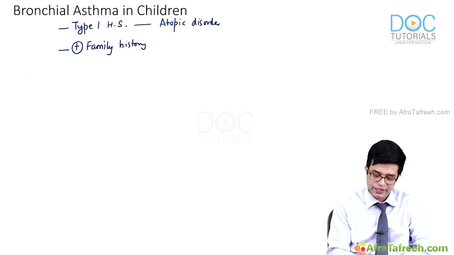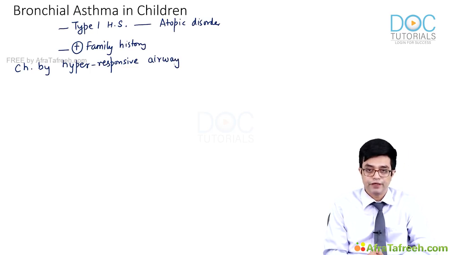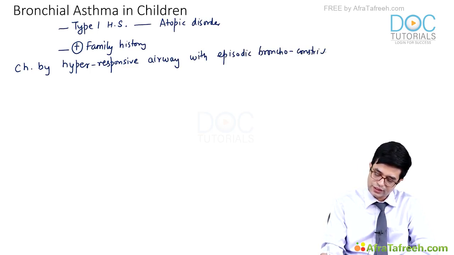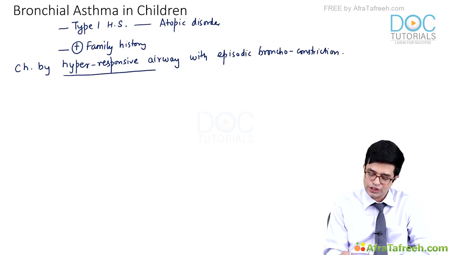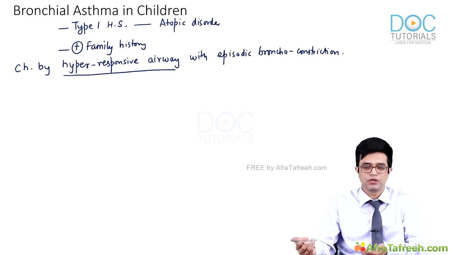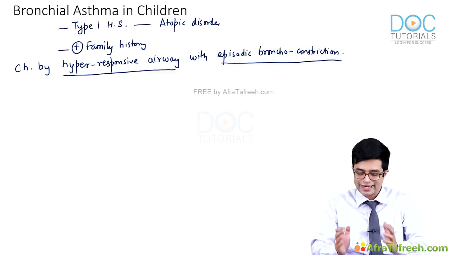What is bronchial asthma? It is a condition which is characterized by hyper-responsive airway with episodic bronchoconstriction. So there is a chronically inflamed, hyperallergic, hyperresponsive airway. Sometimes due to some allergen or due to unidentifiable causes, there may be episodic bronchoconstriction which responds dramatically to short-acting beta agonists like salbutamol. That condition is called as bronchial asthma.